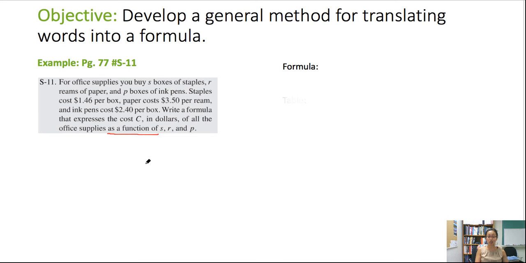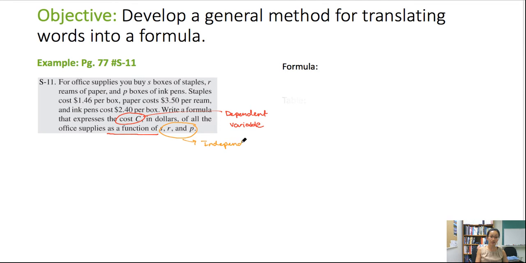This phrase helps us determine which variable is the dependent variable and which variable is the independent variable. So here we've got cost, which comes in front of that phrase. So cost is our dependent variable. How much we end up paying for these office supplies depends on how many boxes of staples, how many reams of paper, and how many boxes of pens that we buy. Therefore, the variables that follow this phrase, these are our independent variables.